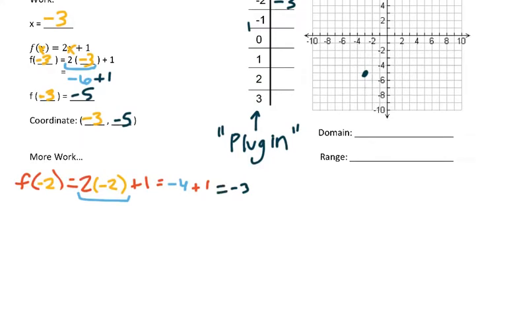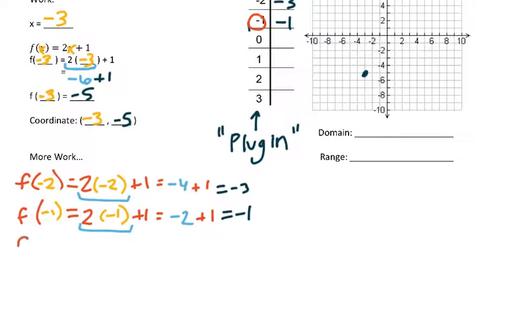Alright, then we're going to move on and do the next one. So now we're doing f of negative 1. That means we're going to have 2 times negative 1 plus 1, which simplifies from this multiplication to be negative 2 plus 1, or negative 1.